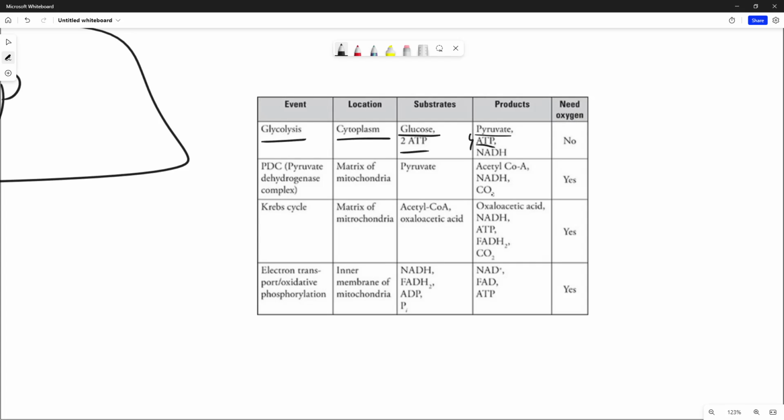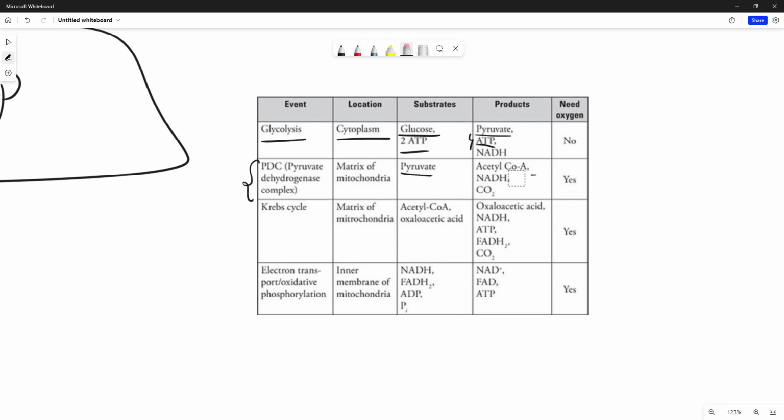And this may seem a bit hard, but this is basically the formation of acetyl CoA. The location is the matrix of the mitochondria, which means the inside, and the substrate needed is pyruvate, and this produces acetyl CoA, NADH, and CO2. And oxygen is needed in every step except for glycolysis. So glycolysis can occur without oxygen.